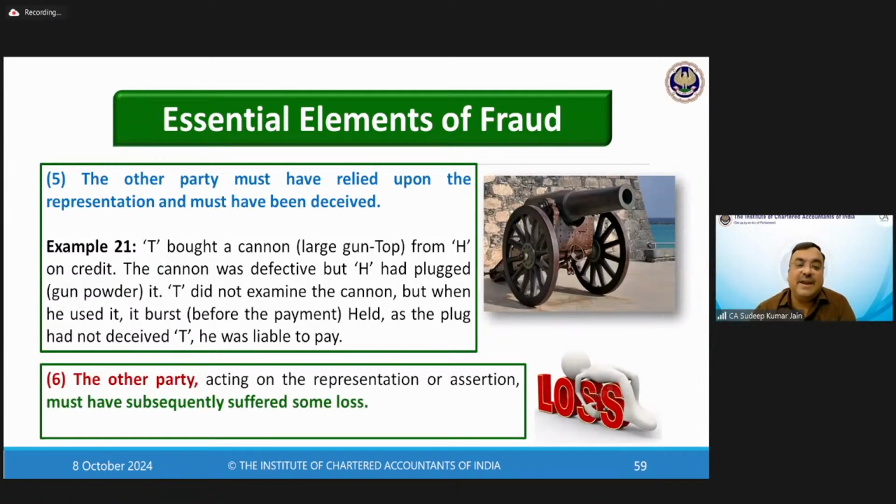The other party acting on the representation must have subsequently suffered some loss. If there is no loss, what will you claim? अगर लॉस ही नहीं हुआ तो क्लेम क्या करोगे? So there must be a false statement. The other party has been induced by this false statement, has acted on that false statement, and there is some loss to the other party. Then the fraud is there, right?